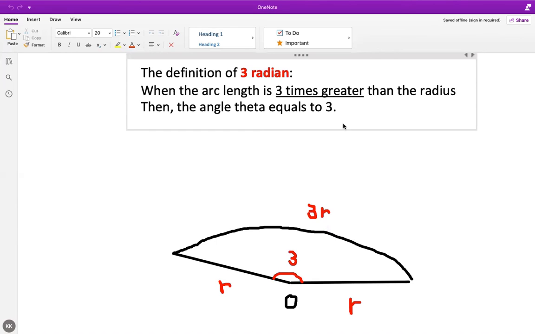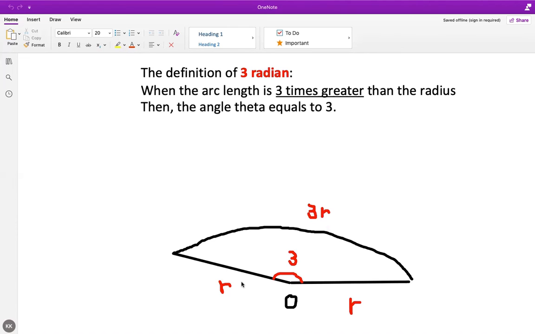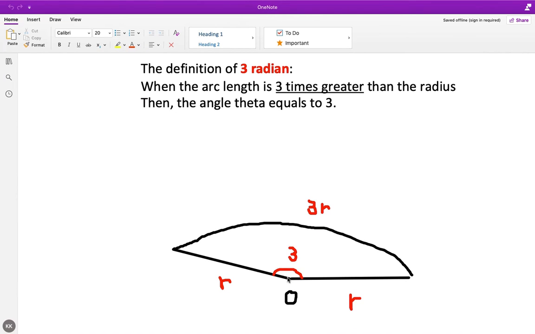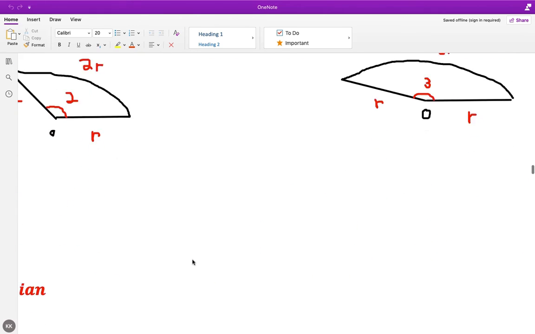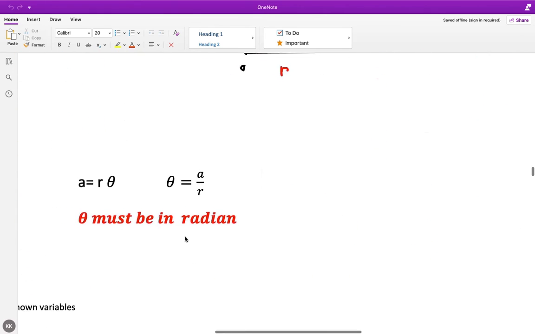So how could you generate the relationship between arc length, theta, and the radius? If you think about this for a moment, if we take the radius times an angle, we get the value of the arc length. Could you see that if I multiply the angle and radius together, we get the arc length? So this is the relationship of arc length, theta, and the radius, right? This is the formula we're going to use in this chapter.